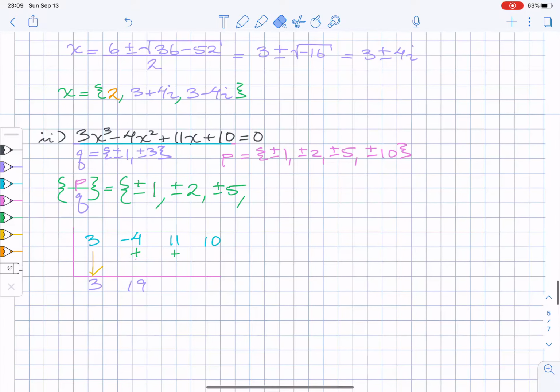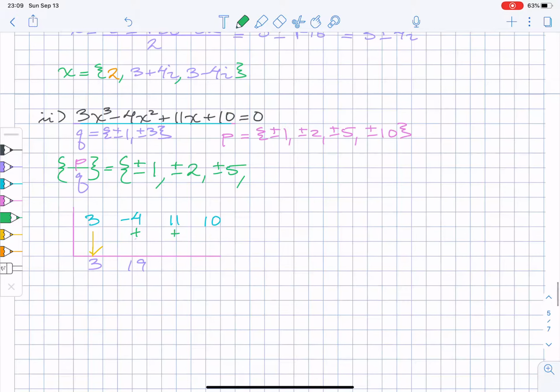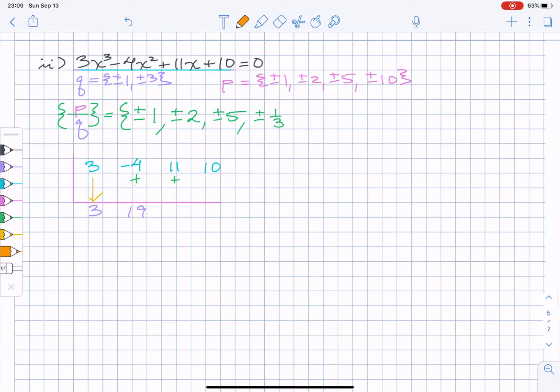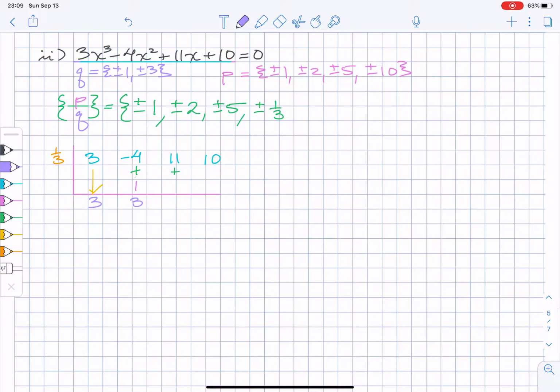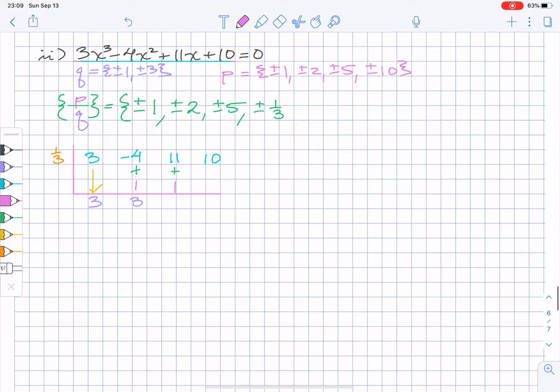Okay, so the next set of fractions will be 1/3. I wonder if 10 would work. No, so let's use plus or minus 1/3. Will that work? So if I have 1/3 out here, what happens? 3 divided by 3 is 1. Negative 4 plus 1 is negative 3, divided by 3 is negative 1. So add 11 plus negative 1 and we get 10, divided by 3 is not going to leave us with 0.